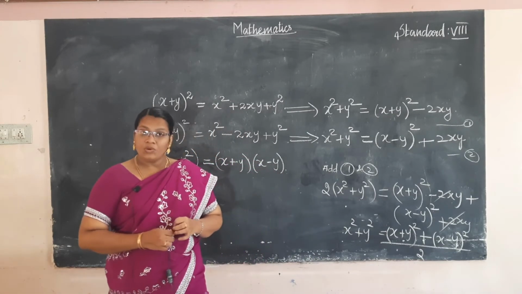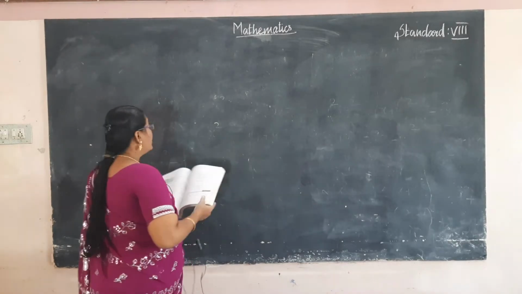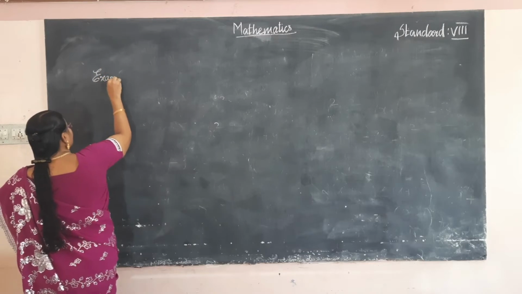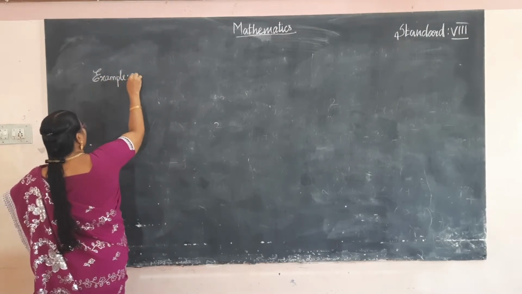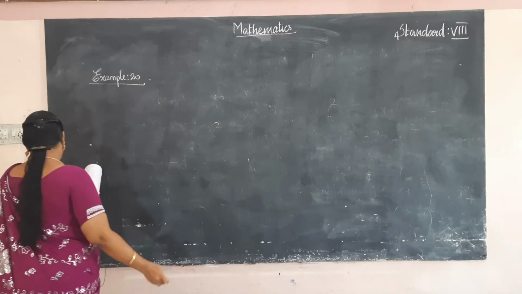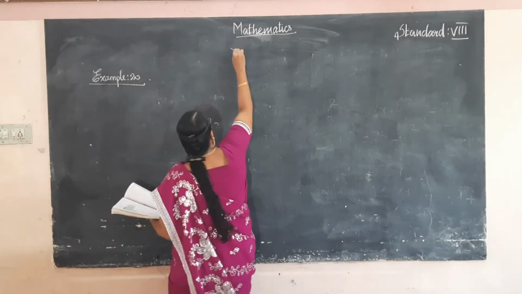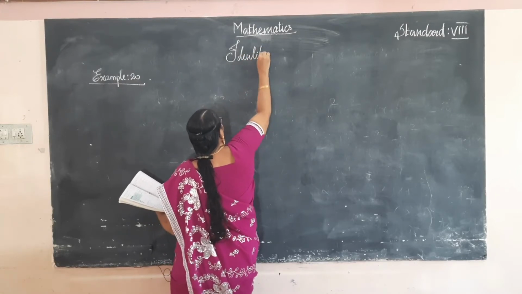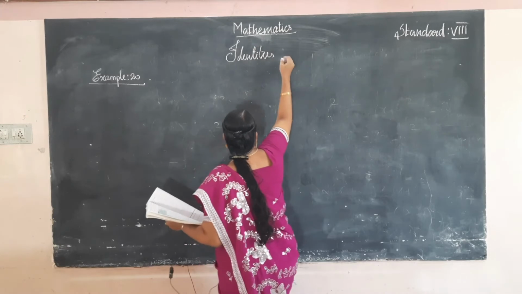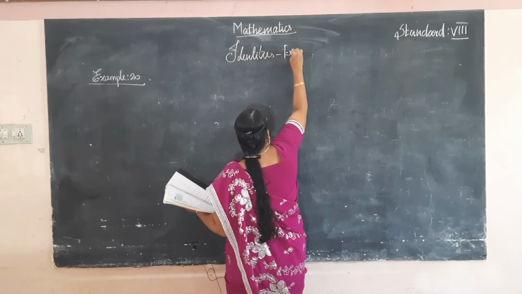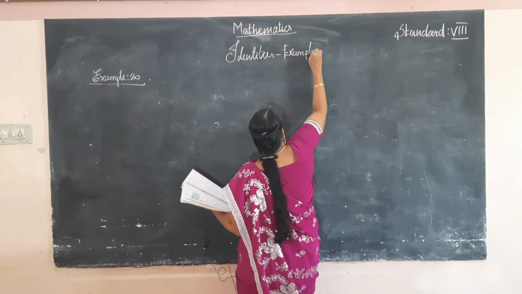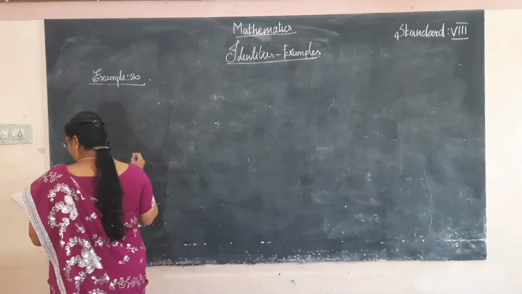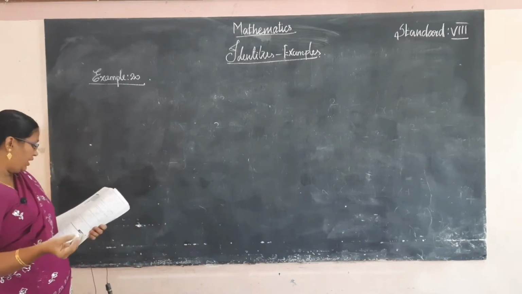Okay, now move to the example problems. See the first example 20. So, concept with identity related examples. Simplify the following.